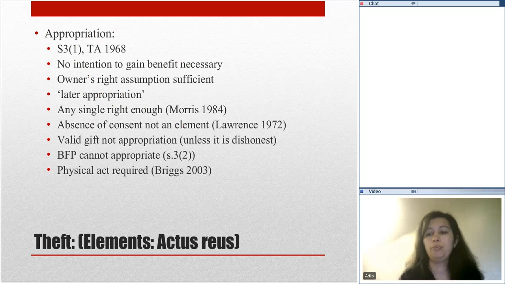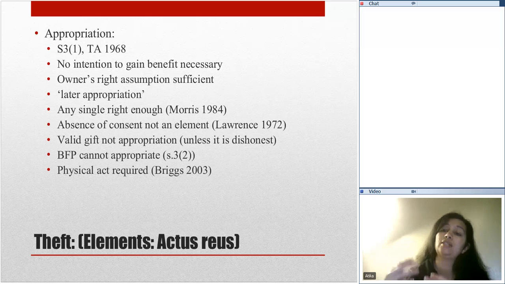because, as you already know, I don't just look at the guide, I look at the other books too. What is appropriation? Appropriation, just like the other elements, is defined very, very widely. But appropriation on its own: any assumption by a person of the rights of an owner amounts to an appropriation. It means that it's not my property, but I'm assuming all the rights that the owner of that property is supposed to have with that property.